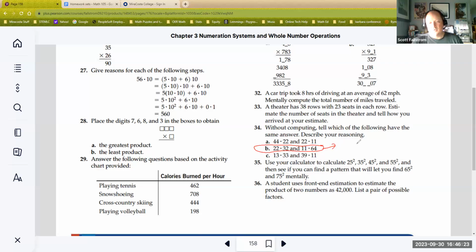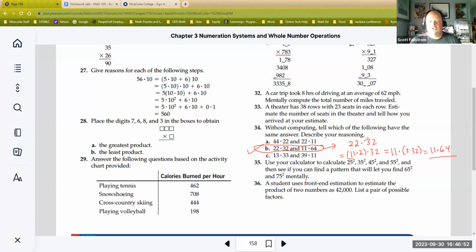And so remember, here's something that's really nice. You have all those properties on your side. So when you see the number 22, you could write it as 11 times 2 because you know that's what it is. And then you could use the associative property to rewrite this as 2 times 32, and you end up with 11 times 64. So I would say part B definitely is going to give me the same answer.